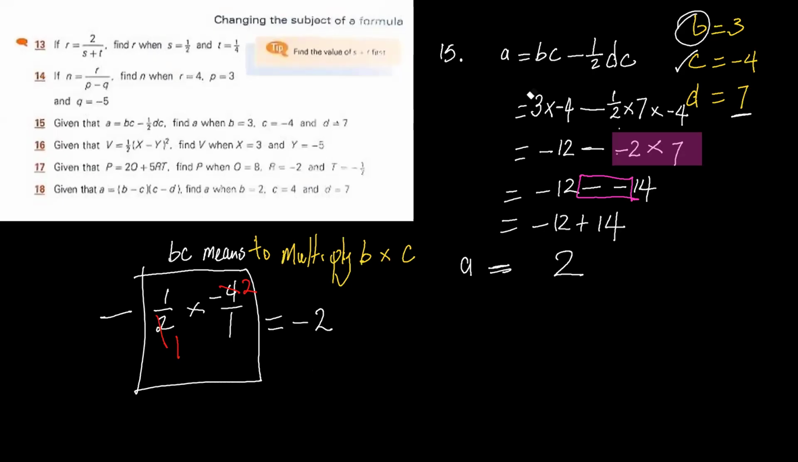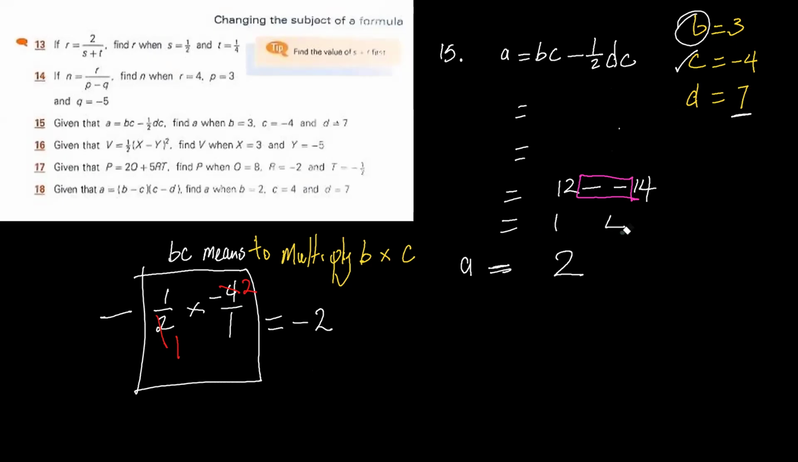So I'm going to erase. I'm not taking off what. All right, so I'm taking off this and this, right? So we know what B is, we know what C is, we know what D is. We want to find A. All right, 1, 2, 3, 4, 5 steps.